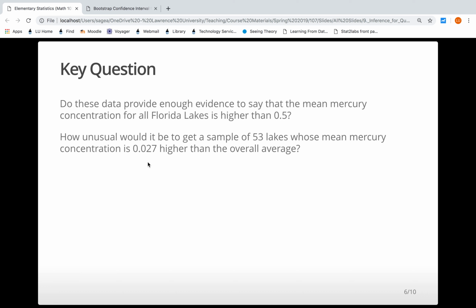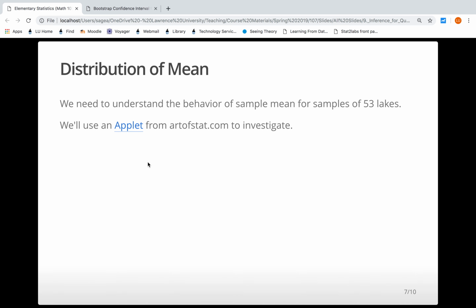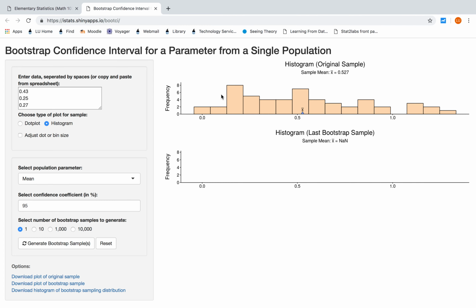In order to investigate that, we need to know something about the distribution of the sample mean for samples of 53 lakes. We'll use an applet from the website artofstat.com to investigate. At the top of the screen, you see a histogram like the one that we saw in the slides. This contains the individual mercury concentrations for the 53 lakes in our sample. Again, this first histogram shows the distribution for the 53 individual lakes.